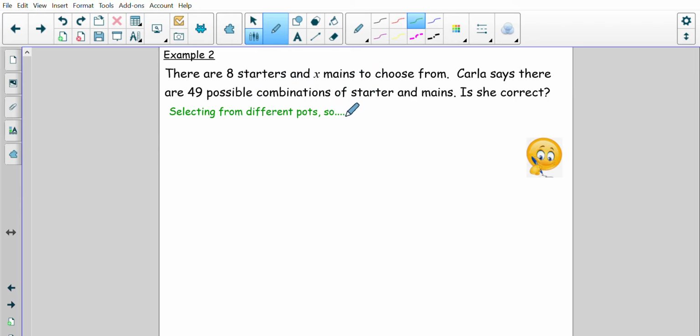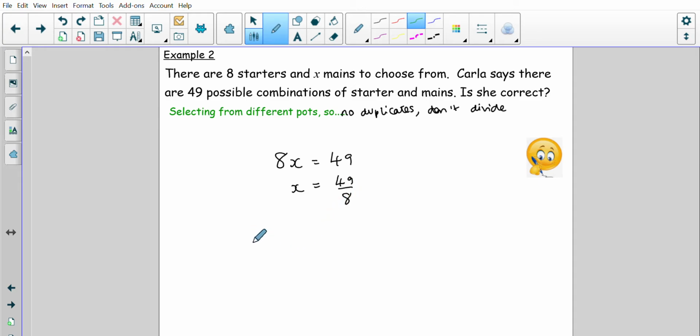Okay, because there are different pots, there are going to be no duplicates, therefore we don't need to divide. So that would mean that my 8 starters times my X main courses would give me the number of combinations. So my number of main courses would be 49 divided by 8.